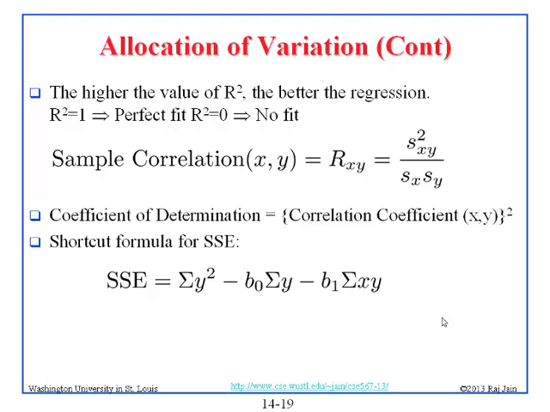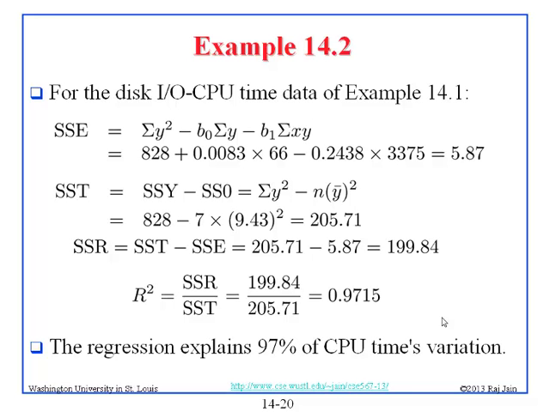Anyway, let me give you an example that will make it clearer as to what we are talking about here. Okay. So for the previous example, that disk IO CPU example, if we calculate the SSE, that can be calculated two ways. The simplest way is that table that we made before, and in the bottom of the table there was 5.8187, if you remember the right column. So that is sum of square errors.